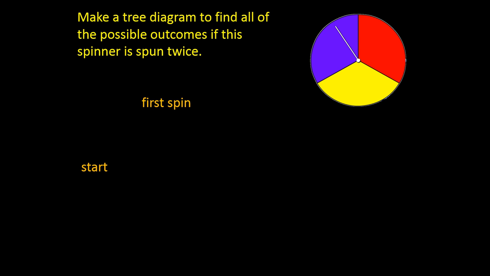So the first stage would be to spin the spinner for the first time and either spin a red, a blue, or a yellow. So from the start, we can either spin red or blue or yellow. So each of these line segments that you see drawn are called the branches of our tree. Now if you look at the very first branch on that tree that leads to red, that would mean on the first spin we spun a red, but now we have to have a second spin.